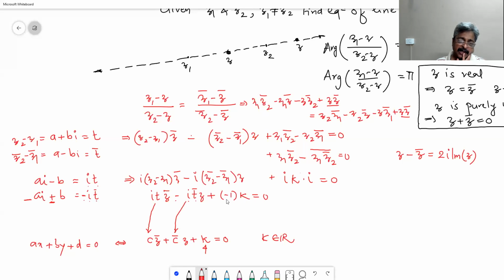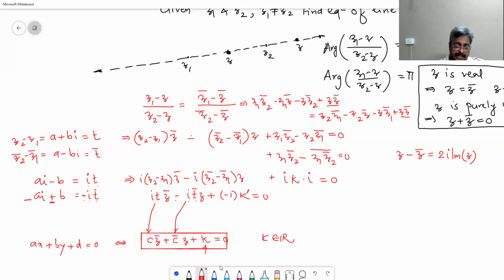And I will absorb this minus sign. Is this minus sign there? Yes, but it is a constant, so I will call this k dash and it becomes k equal to 0. Do you understand? I have explained it in bits and pieces, but completely now. So this is your equation of a straight line in complex numbers.